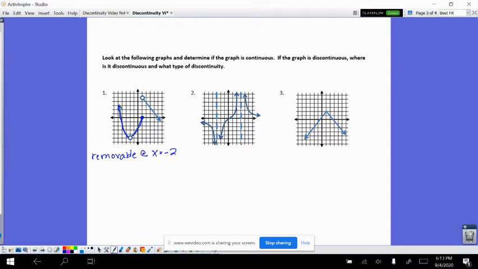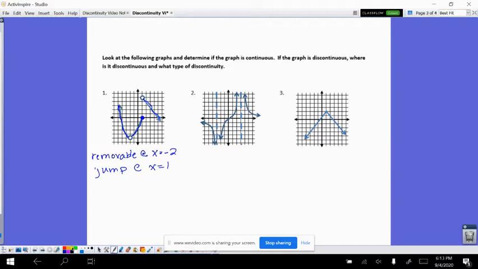Now this piece of the graph ends right here at an x value of 1, and our pencil has to jump up to keep tracing the graph. So for this piecewise function, there's also a jump discontinuity, and that's at a value of x equals 1. So we can have more than 1.